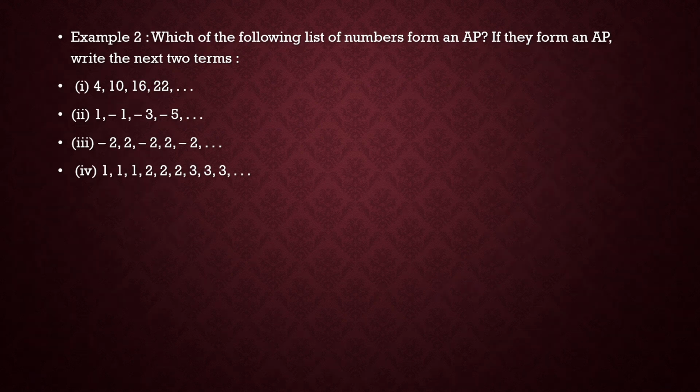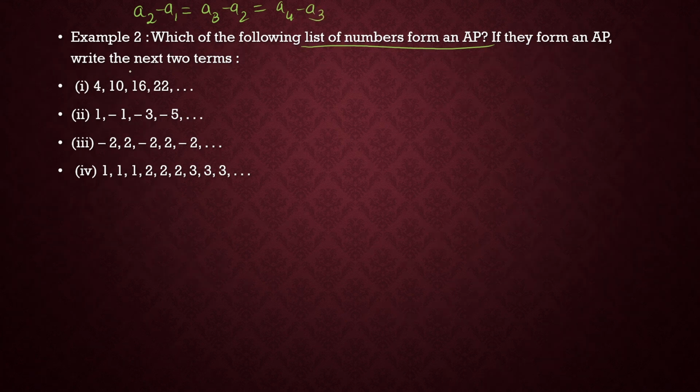Next, which of the following lists of numbers form an AP? First, you have to see which of the following form an AP. For that, what you have to do? You have to find the common difference, and those common differences must be the same. So A2 minus A1 must be equal to A3 minus A2. That must be equal to A4 minus A3.